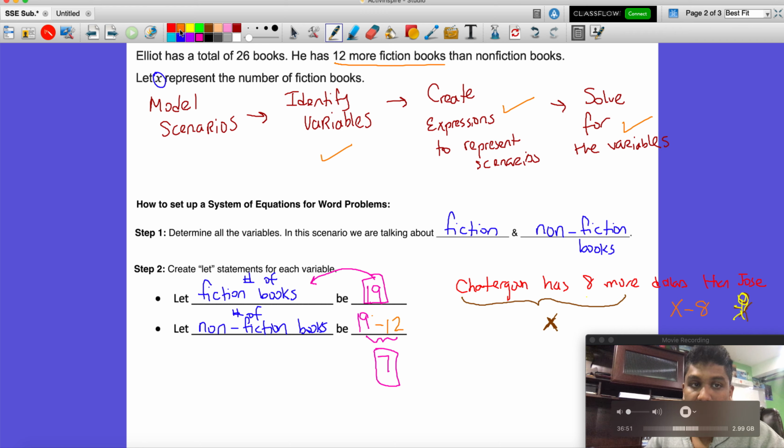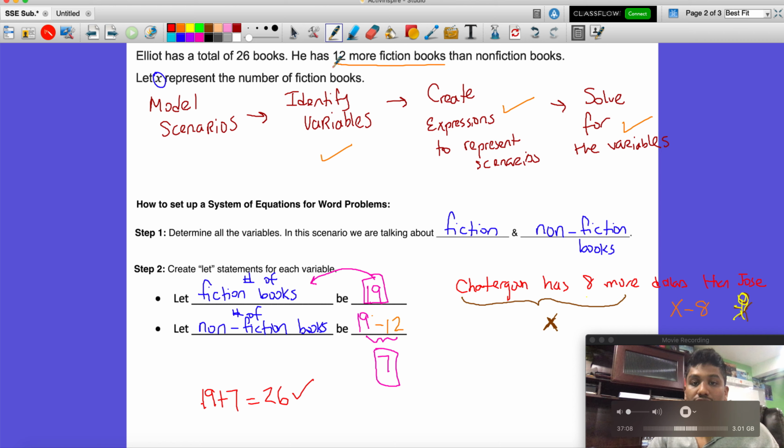Let's see if that actually makes sense. In the problem, there was a total of 26. Is it true that 19 plus 7 is equal to 26? I don't know. Pull out your phone, swipe up, use the calculator. 19 plus 7, 26, valid.